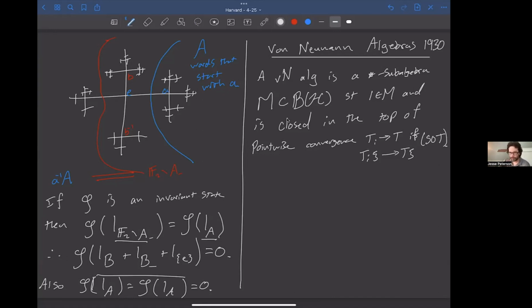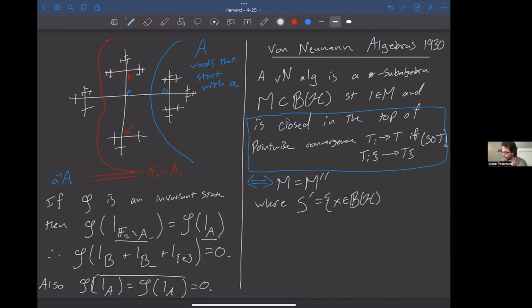And a very famous theorem of von Neumann from this paper is that we can replace the condition "closed in the topology of pointwise convergence" with "is equal to its commutant of its commutant." So M is equal to its bicommutant. Here the commutant of any set is defined to be the set of operators that commute with everything in that set.